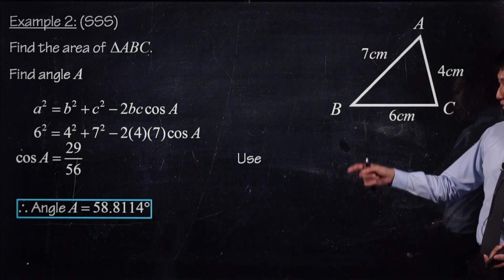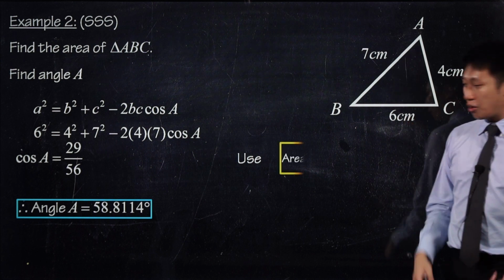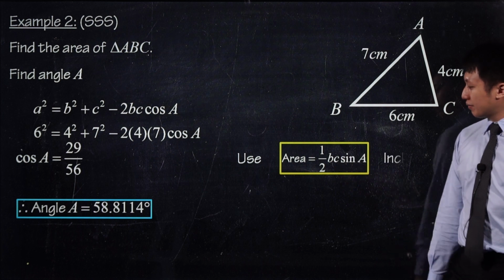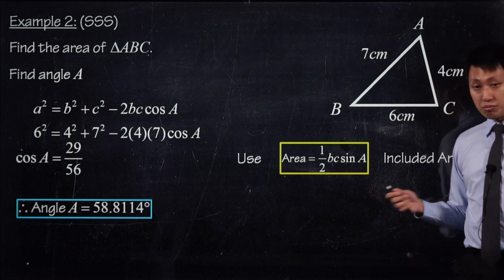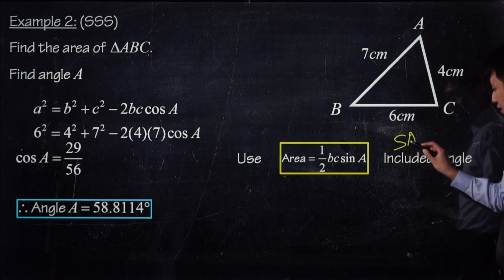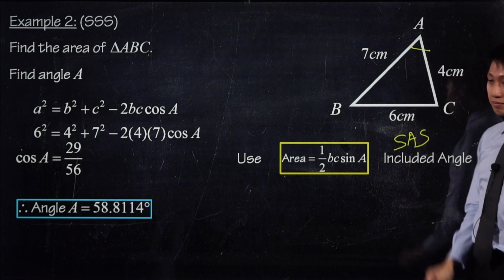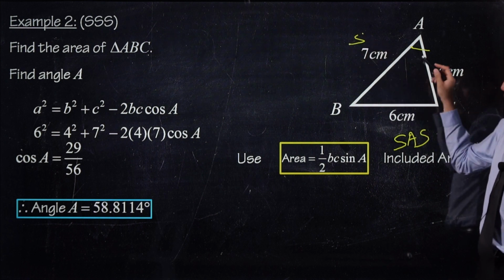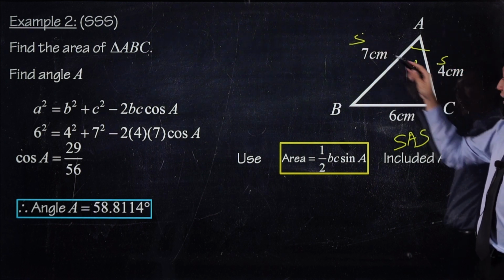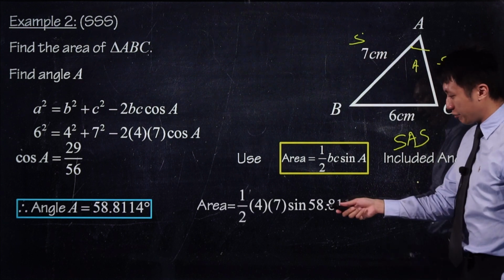Okay, so I know the angle already. I know this angle, so I'll be using this area formula. I know B, I know C, so I substitute it in. Remember this, we have included angle, means this is SAS. Okay, we have this one. This is S, this is A, not this A, the angle A and S. SAS. Then we will get this one.